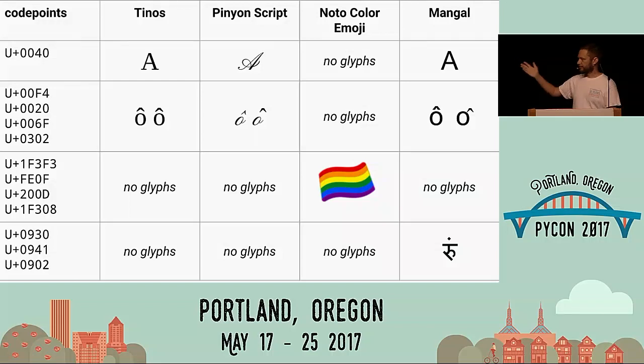Here we have some actual glyphs now, finally. Each row is the exact same sequence of code points. Each column is a font. As you can see, rendering is not perfect on the Pinyin script one. Also, on the Mongolian one, the accents aren't always put in the right place.